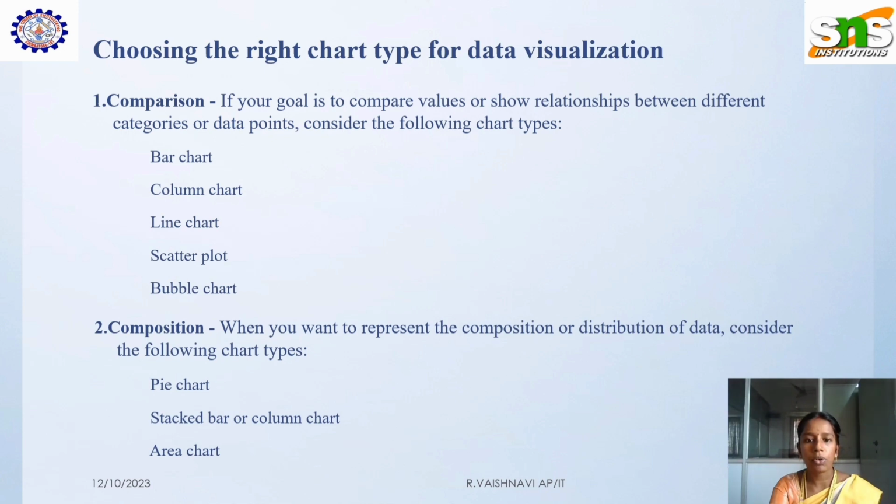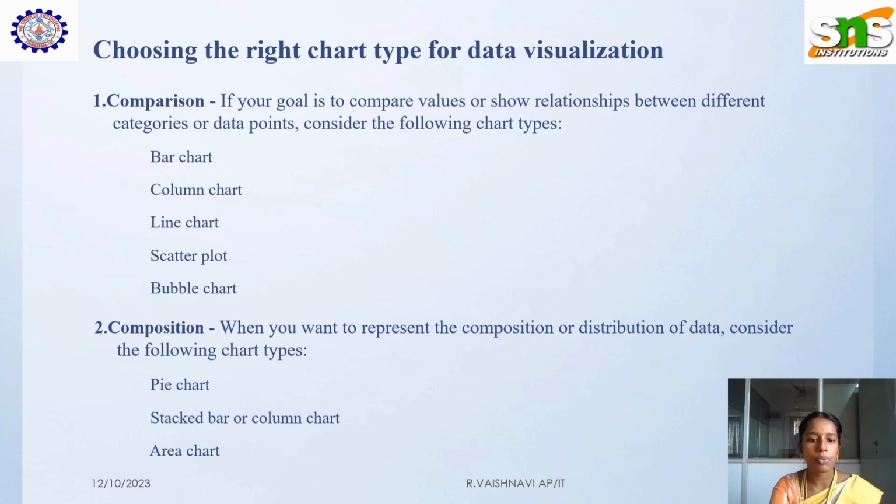If your goal is to compare the values or show the relationship between two different categories or data points, we have to consider the following chart types: bar chart, column chart, line chart, scatter plot, and the bubble chart. An example for this comparison is that in this category we can compare any two products.